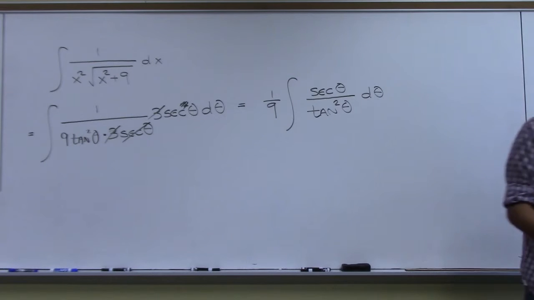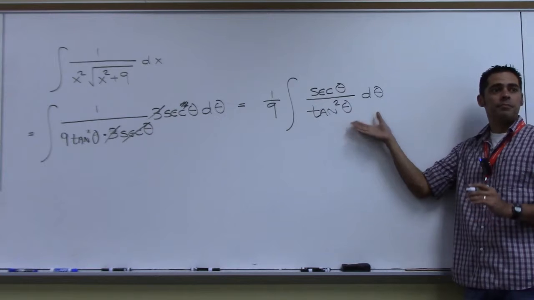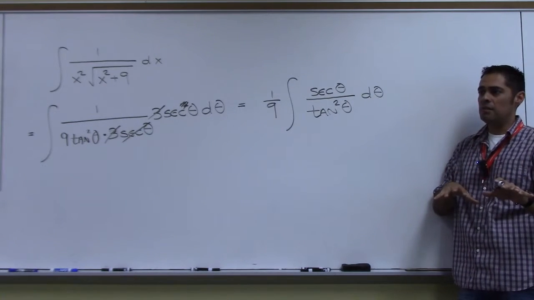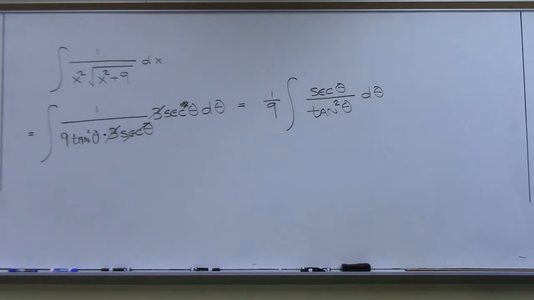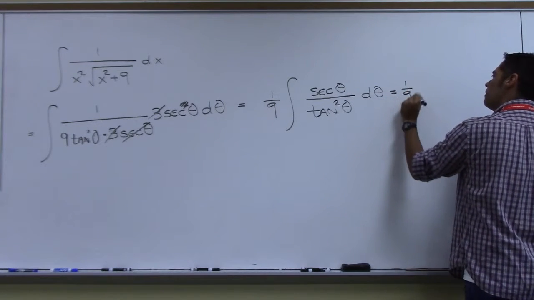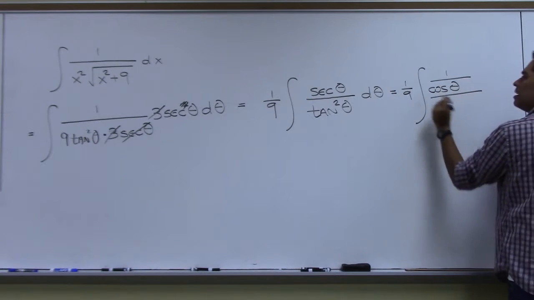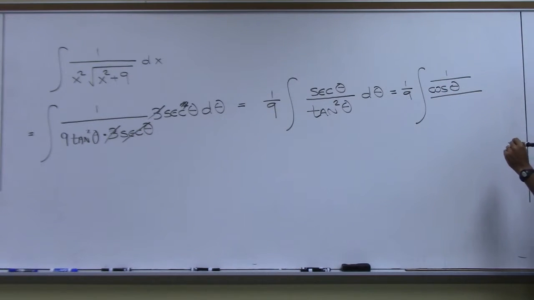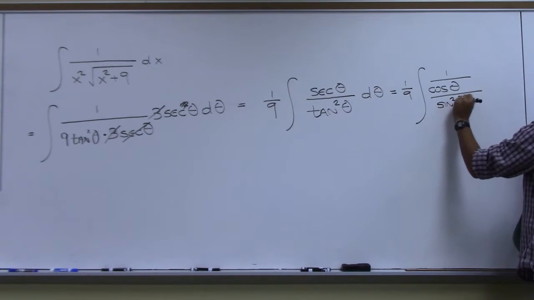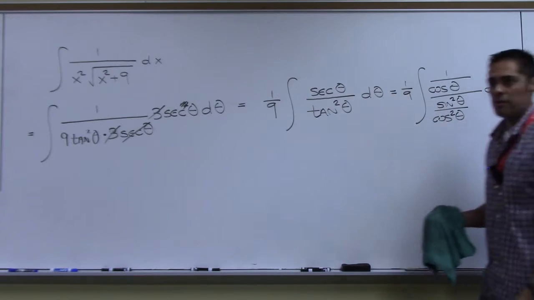So when you run into a situation like this, where you really can't figure out what's going to happen here, go turn everything in terms of sine and cosine. Usually something's going to work out for you. All right, here we go. So I want to turn the secant on top to 1 over cosine theta. Tangent is sine over cosine, and squaring them, sine squared theta over cosine squared theta, then d theta. So I've got a complex fraction, a fraction over a fraction.